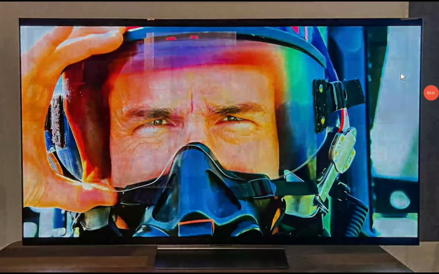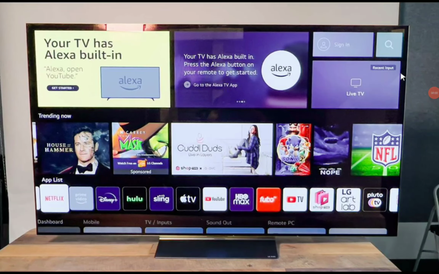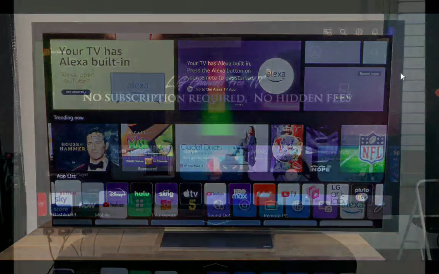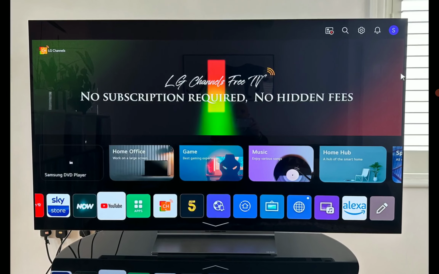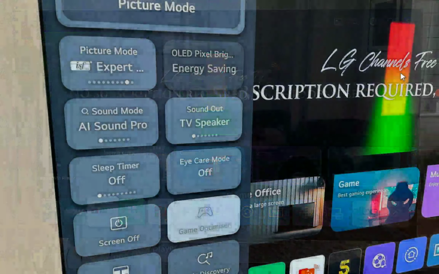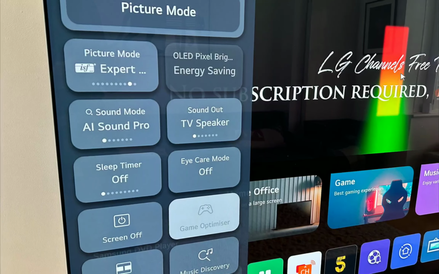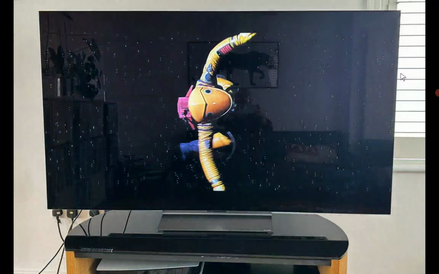Everyone, welcome. So today I will be looking at some of the differences between the LG B3 and the LG C3, so you know the differences between these two TVs before you go out and purchase either one of them and what suits your needs.